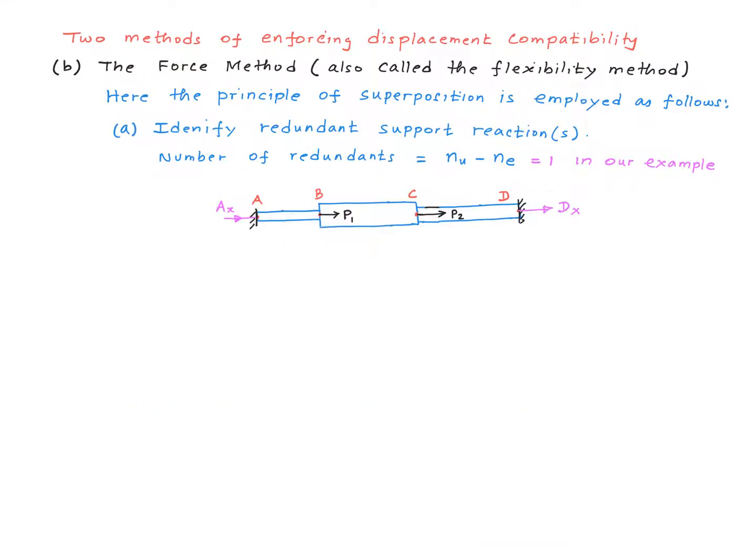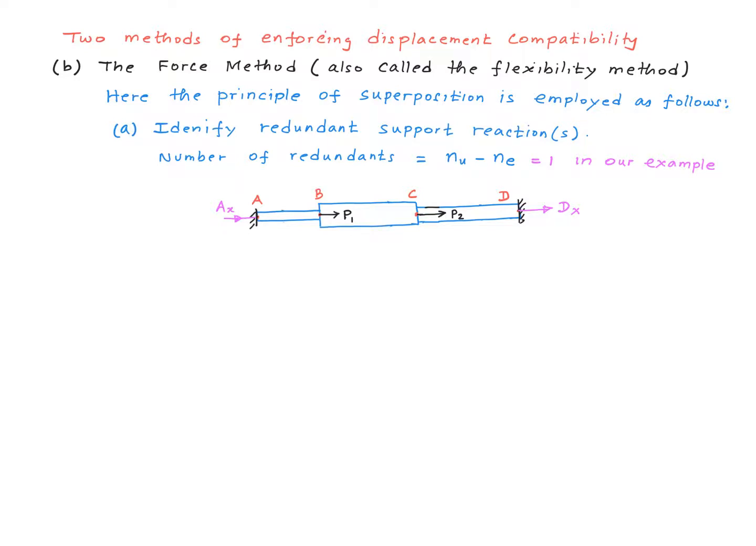The second method is called the force method, also called the flexibility method. This method is based on the use of the principle of superposition. The principle of superposition is something that could be used in linear problems. For example, the material behavior has to be linear. So obviously linear elastic material behavior would qualify the problem for the use of principle of superposition.